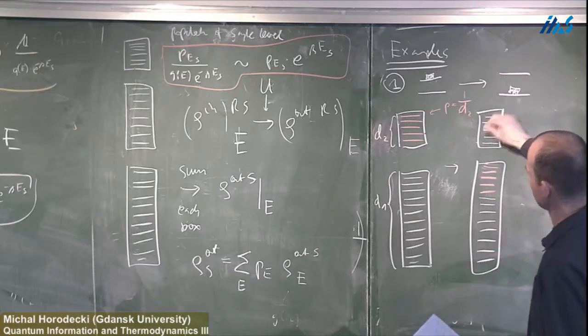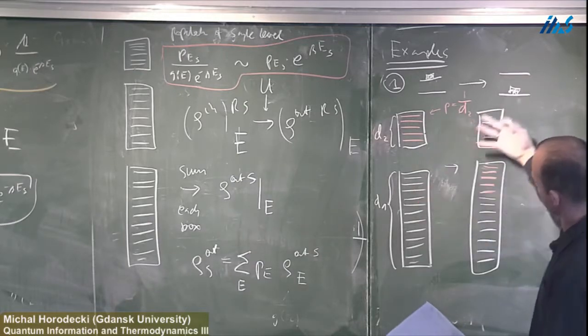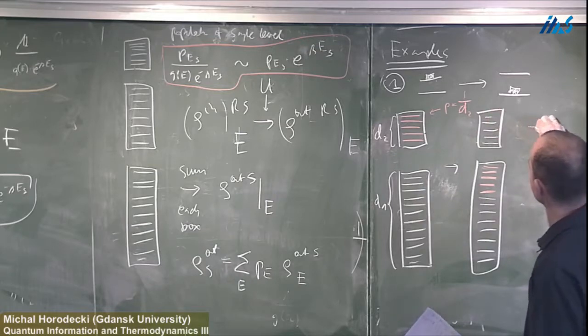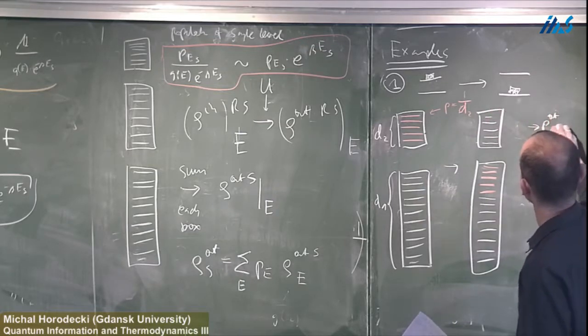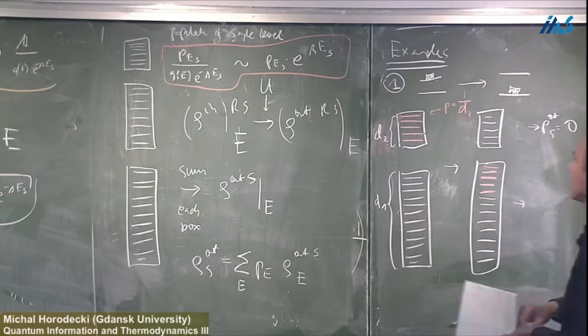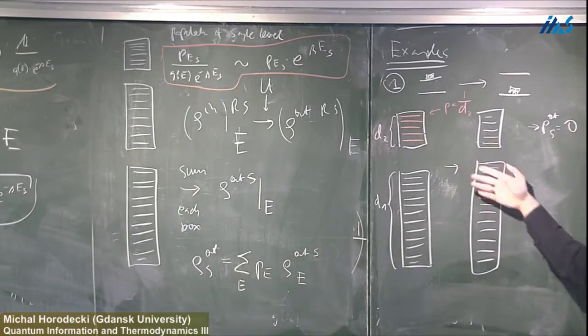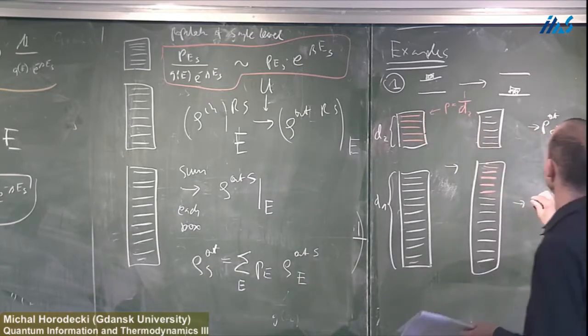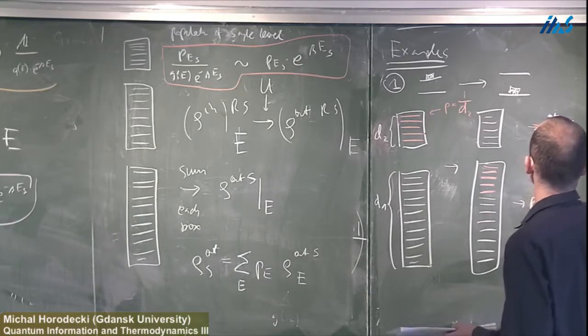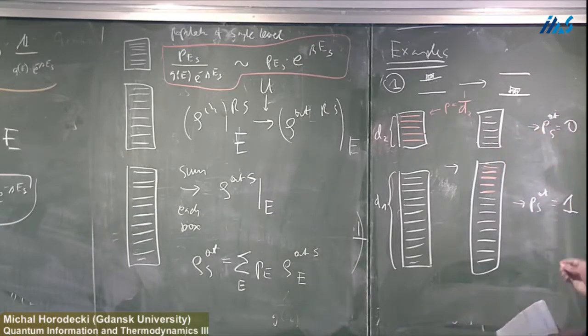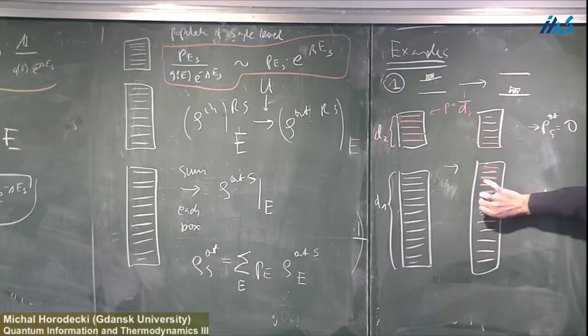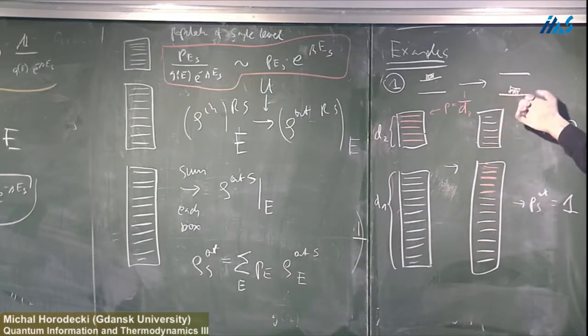Of course here these are not populated anymore. These are strings that were brought from here. So here P out is 0, and here I just brought all the strings, so P out is 1. So we obtain that indeed after tracing out the environment, the heat bath, it is indeed a ground state.